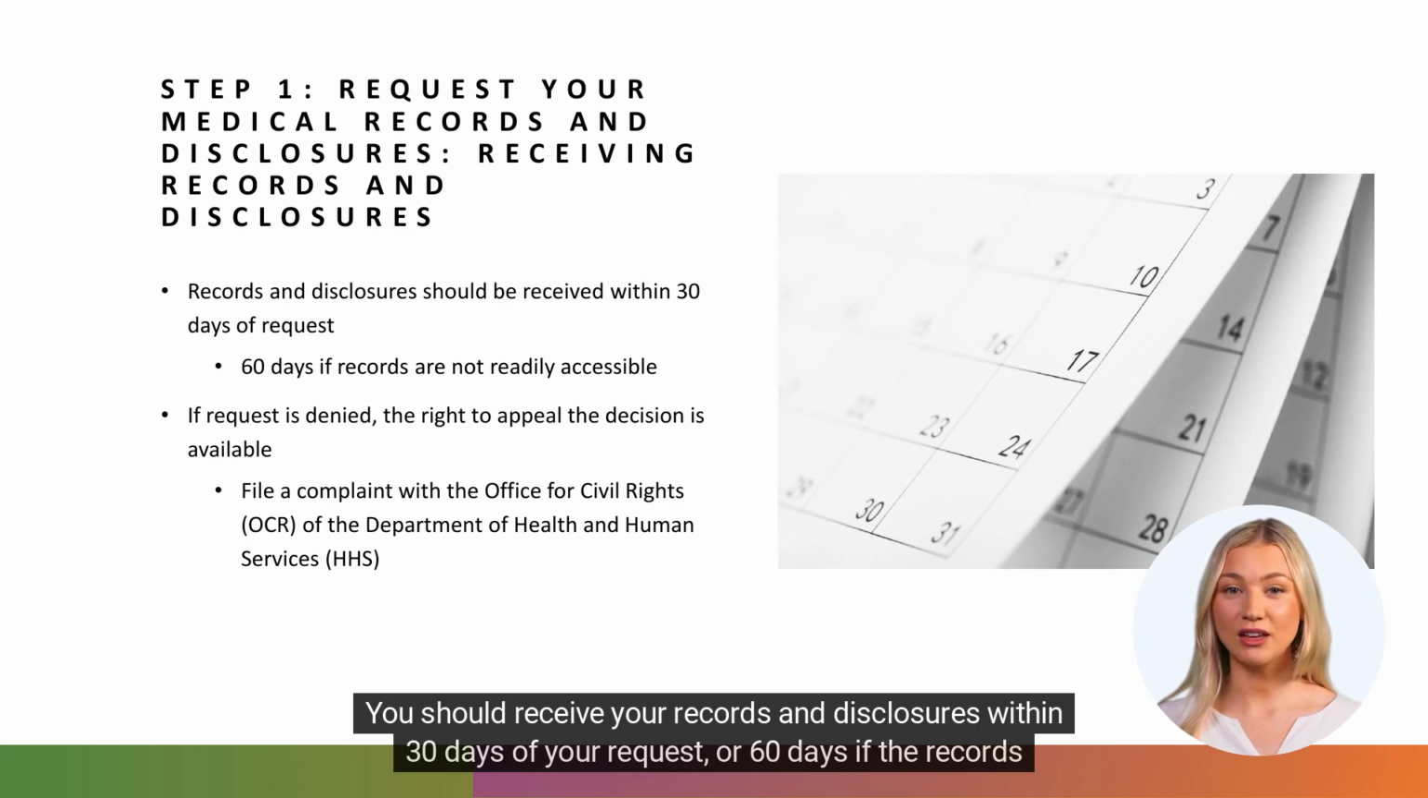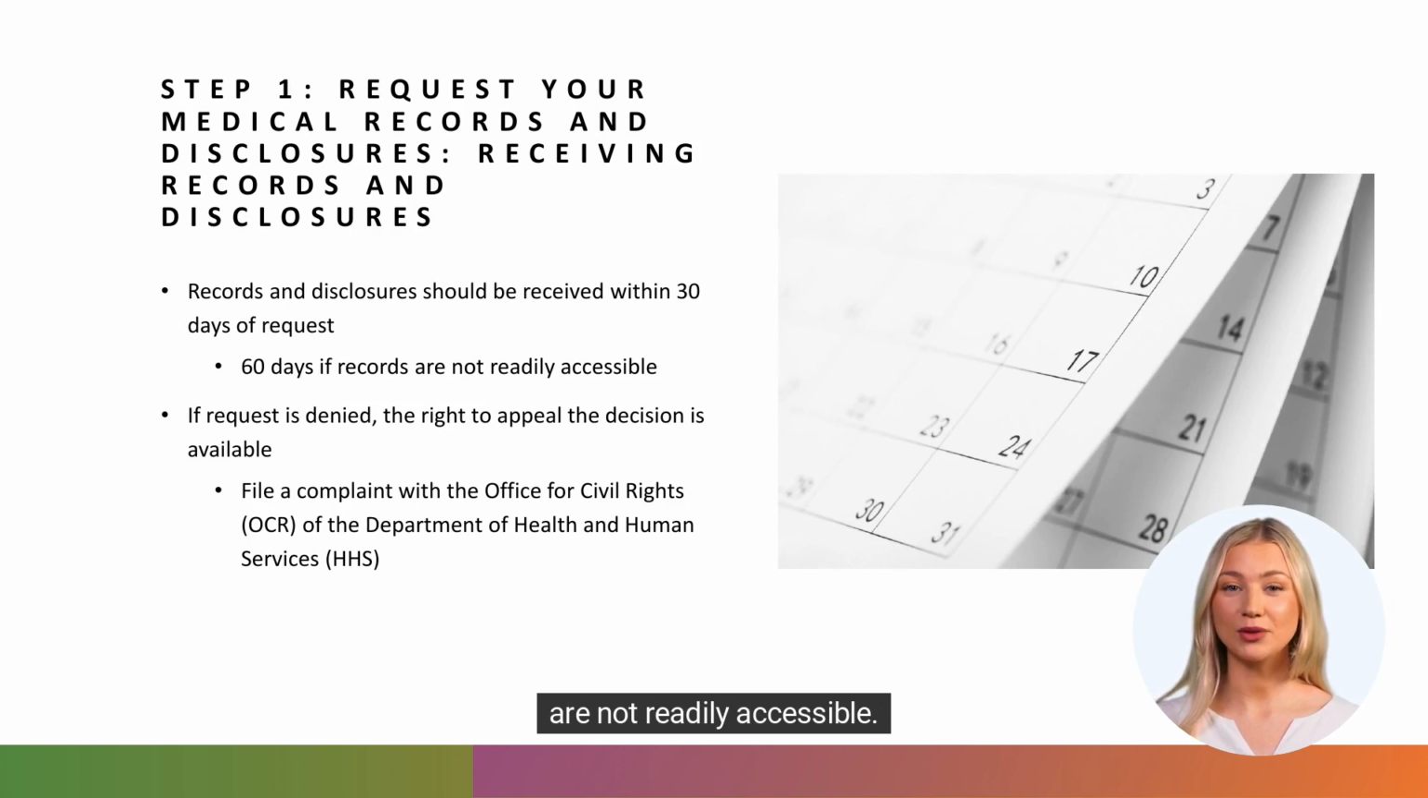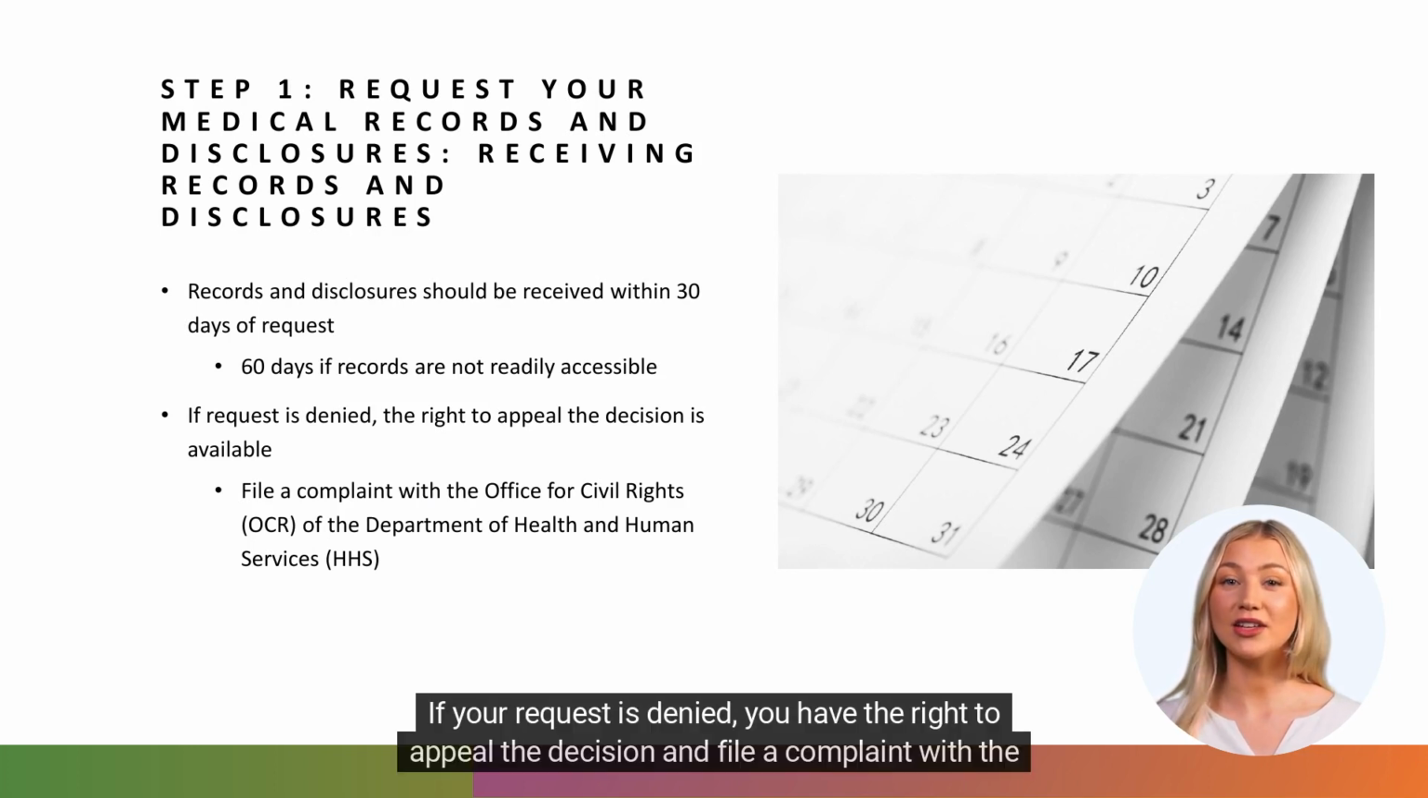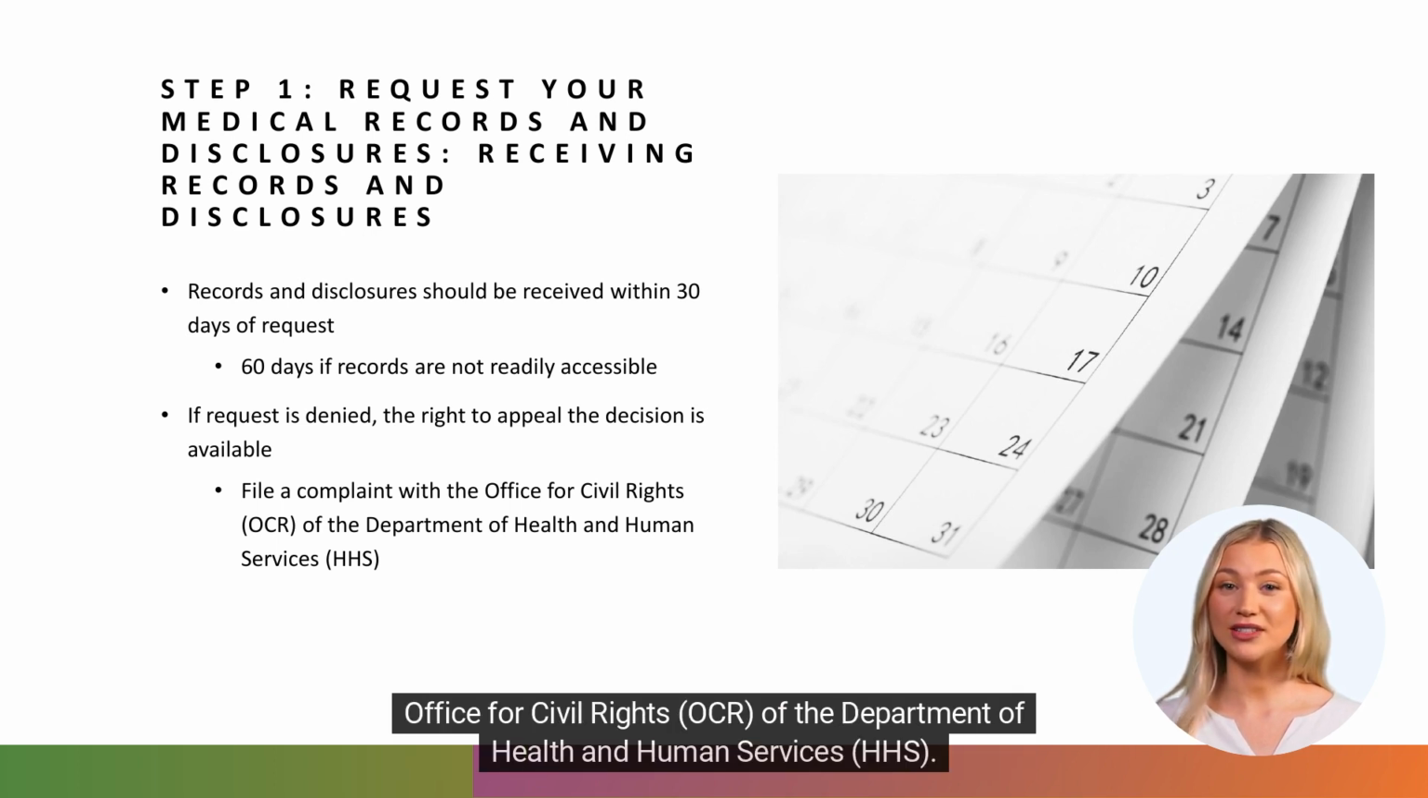You should receive your records and disclosures within 30 days of your request, or 60 days if the records are not readily accessible. If your request is denied, you have the right to appeal the decision and file a complaint with the Office for Civil Rights, OCR, of the Department of Health and Human Services, HHS.